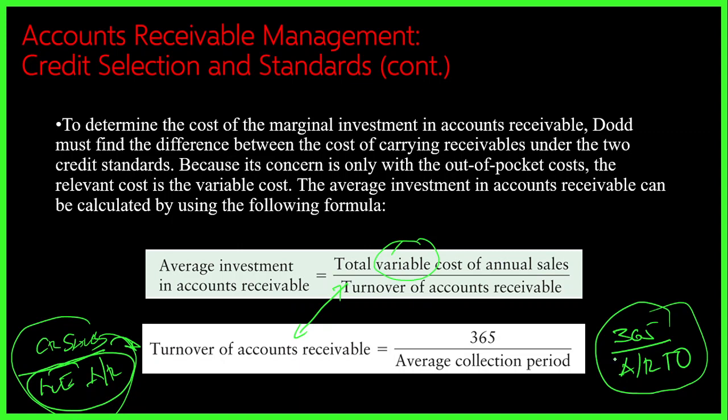So, you reverse the formula. You have the average collection period. Okay, so you reverse the formula. You now have 365 divided by average collection period equals accounts receivable turnover. Now that you have that, you simply divide the total variable cost of annual sales by the turnover, and you get the investment in AR. Okay, so that's it. It should be sales, and you get the investment in AR. But in terms of variable cost only.